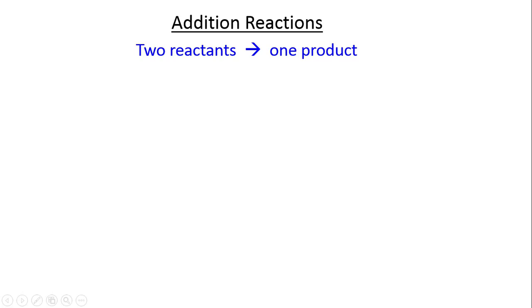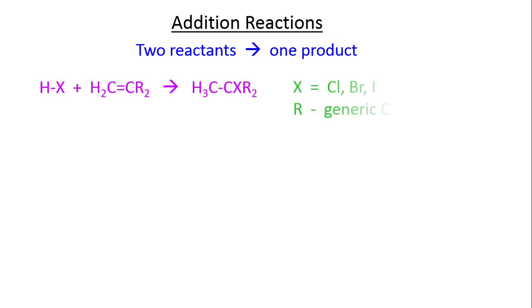In an addition reaction, two reactants come together to form one product. A typical example is the addition of a hydrogen halide to an alkene to form what is called an alkyl halide. In this reaction, X is either chlorine, bromine, or iodine. R is again a generic carbon-containing group.